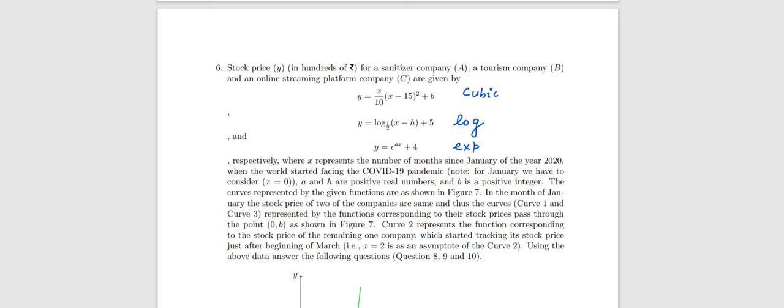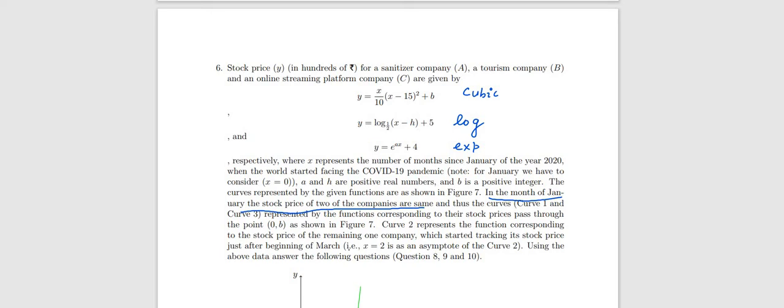Now it has been given that two of the companies have the same stock price in the month of January. So you can see that in the month of January, the stock prices of two companies are the same. That is curve 1 and curve 3, which have been represented in your figure 7. Now curve 2 represents the stock price, and it has started from March.